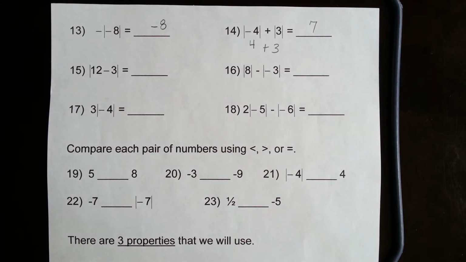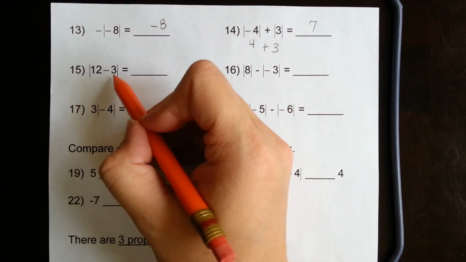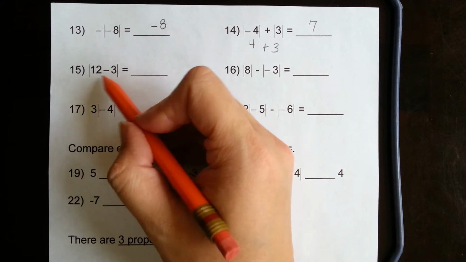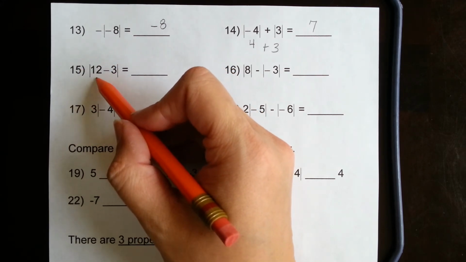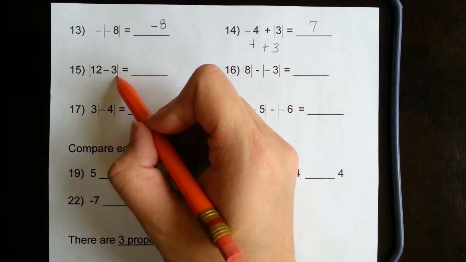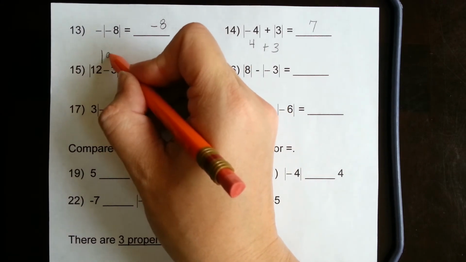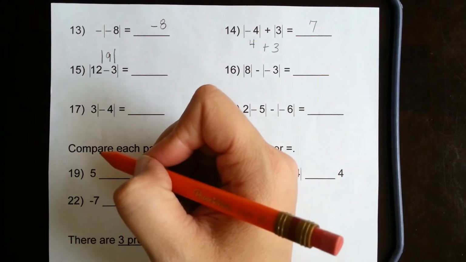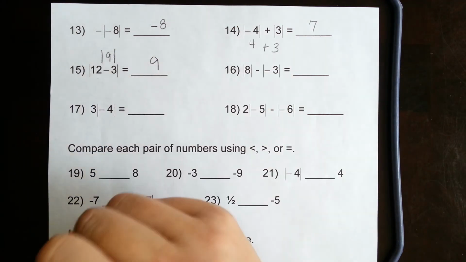Number 15. Notice on this one the absolute value bars have more than one thing inside. So just like parentheses, we would work the stuff inside and then take the absolute value. So here we have 12 minus 3. So 12 minus 3 would be 9. So this is like having the absolute value of 9. How far is 9 from 0? It's 9.